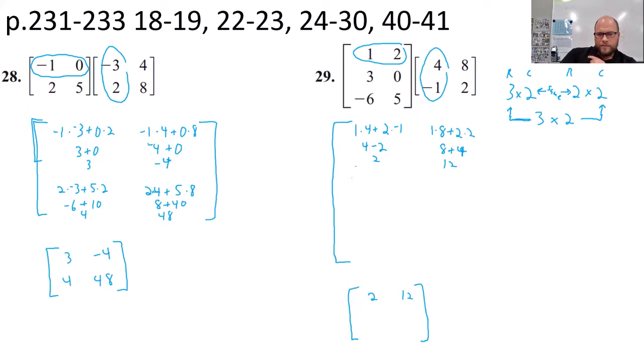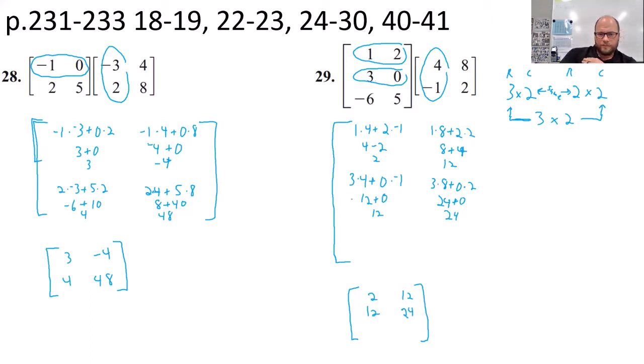On the next line, so now we're doing the next row. Let's keep going down. 3 times 4 plus 0 times -1. 3 times 4 is 12. 0 times -1 is 0. So that is 12. On the other side, 3 times now the next column, 8 plus 0 times 2. 3 times 8 is 24. 0 times 2 is 0. So that's 24.